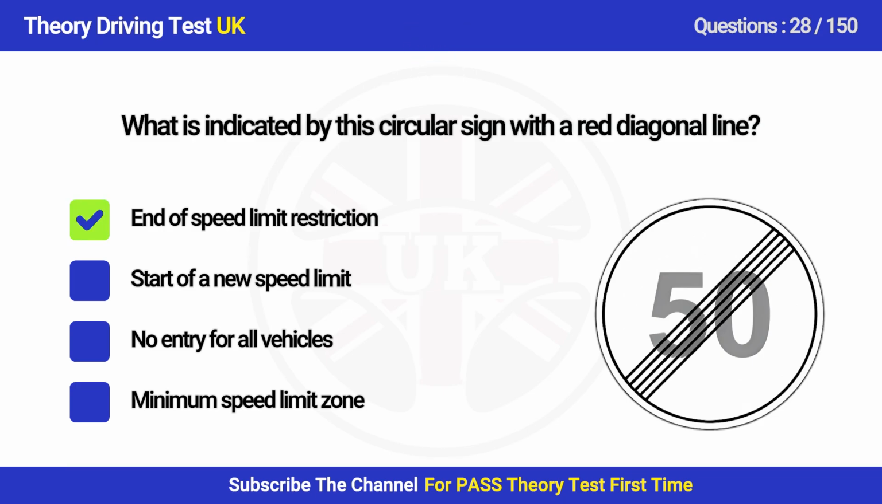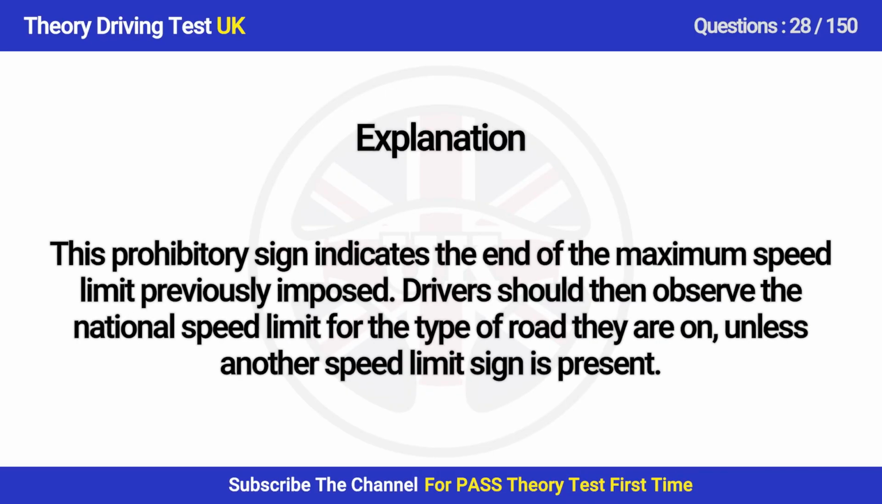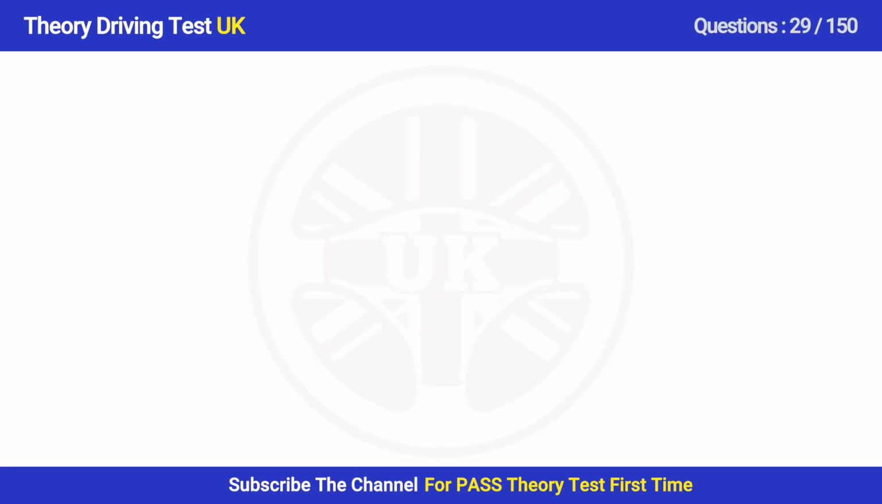Answer is A. End of speed limit restriction. This prohibitory sign indicates the end of the maximum speed limit previously imposed. Drivers should then observe the national speed limit for the type of road they are on, unless another speed limit sign is present.